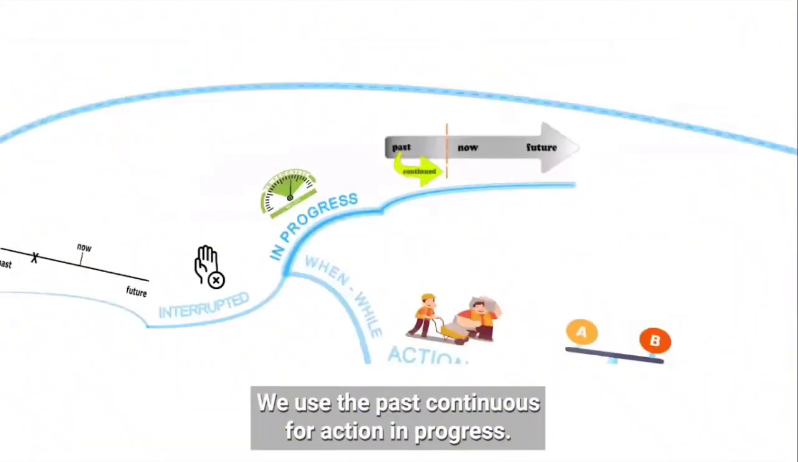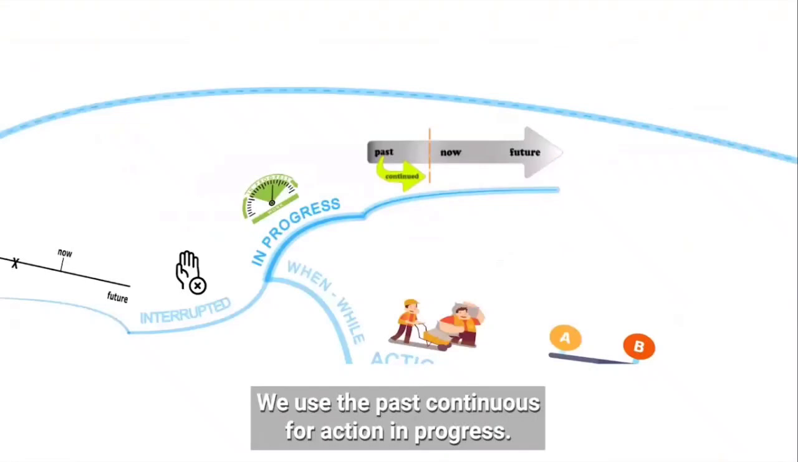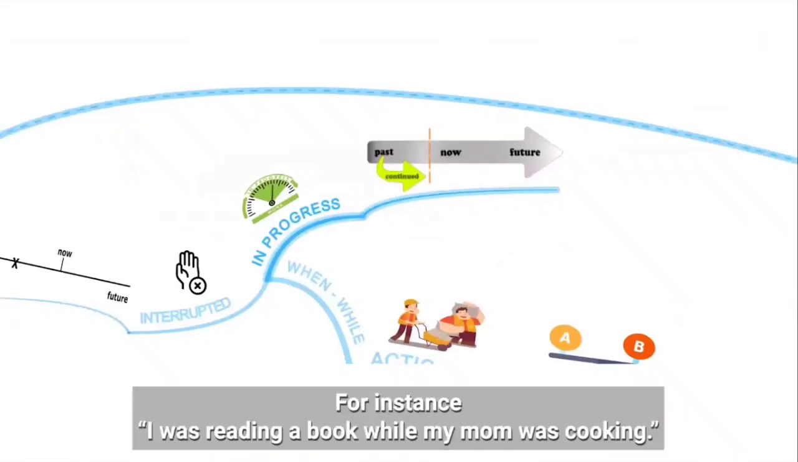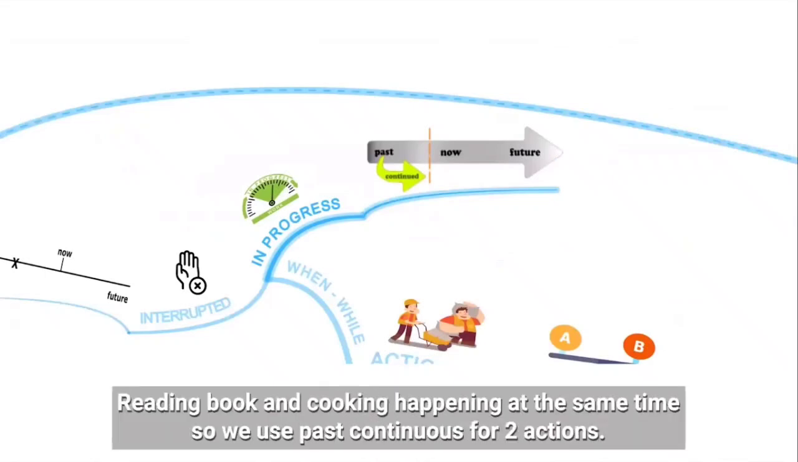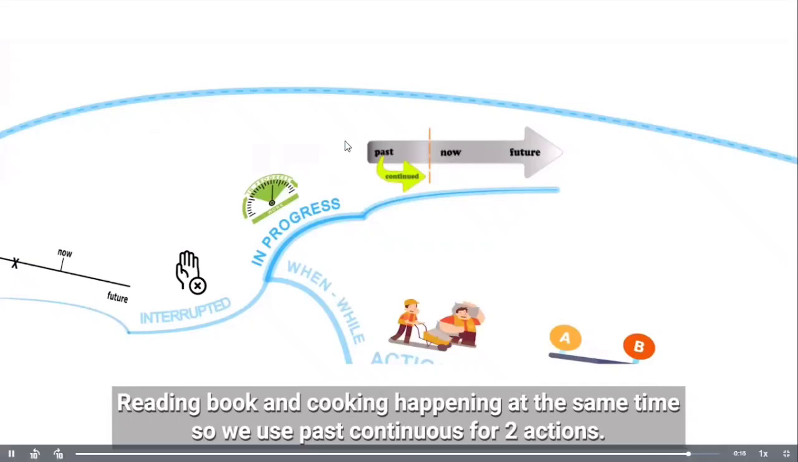We use the past continuous for actions in progress. For instance, I was reading a book while my mother was cooking. Reading a book and cooking were happening at the same time, so we use past continuous for the two actions.